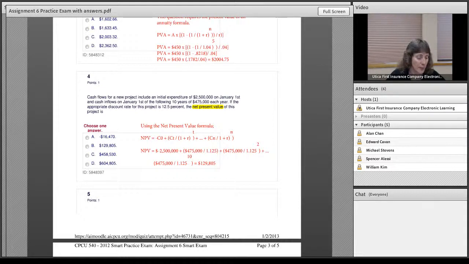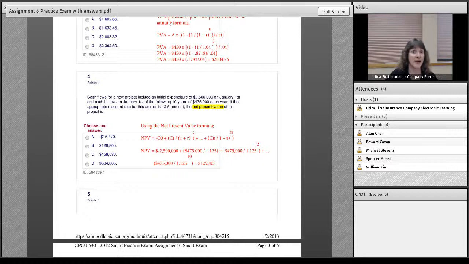If the appropriate discount rate for this project is 12.5%, what is the net present value of the project? Now, there are two ways to do this. The way that I did it, I saw this as a net present value formula. We are given a net present value formula, which is that beautiful little formula right there.